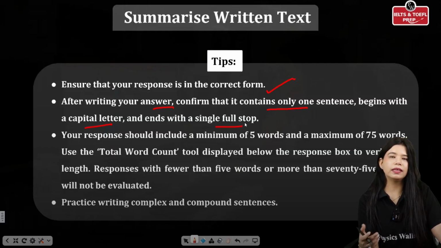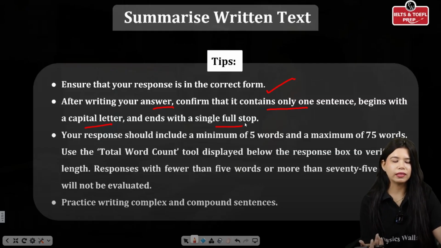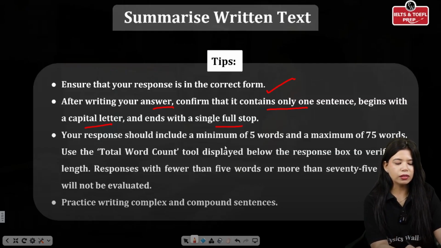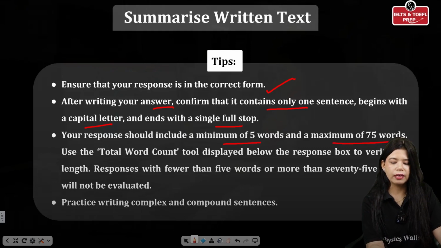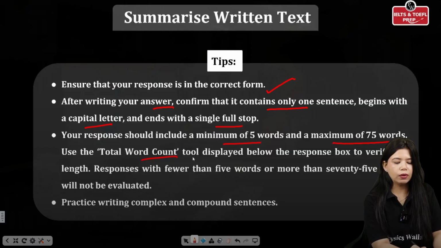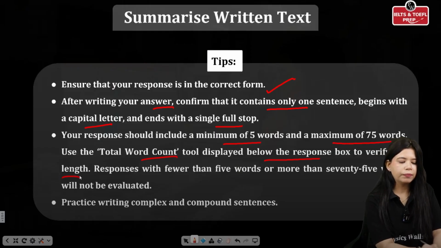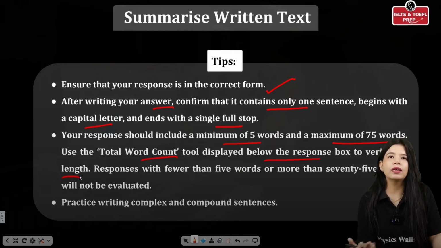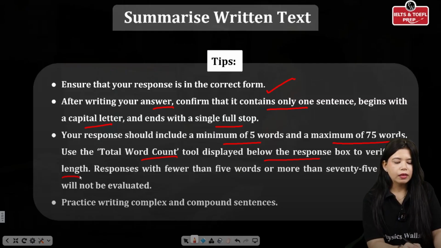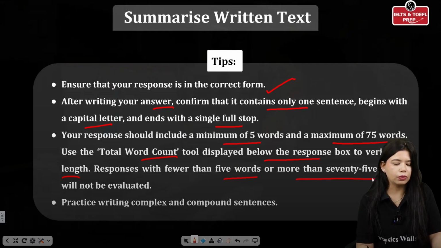You of course need to use connectors for this question type. Your response should include a minimum of 5 words and a maximum of 75 words. Use the total word count tool displayed below the response box to verify the length. So this is a saving grace. You will not have to count the words that you have written. It will be displayed on screen. Responses with fewer than 5 or more than 75 words are not going to be evaluated, like I told you.